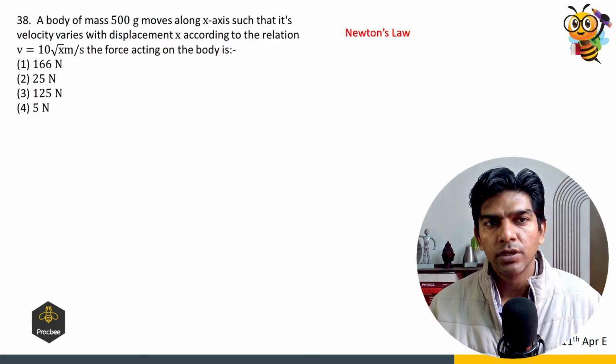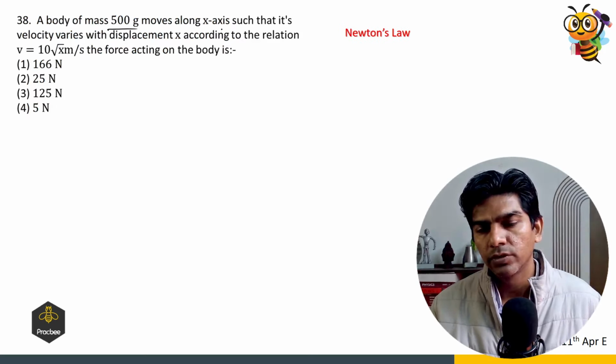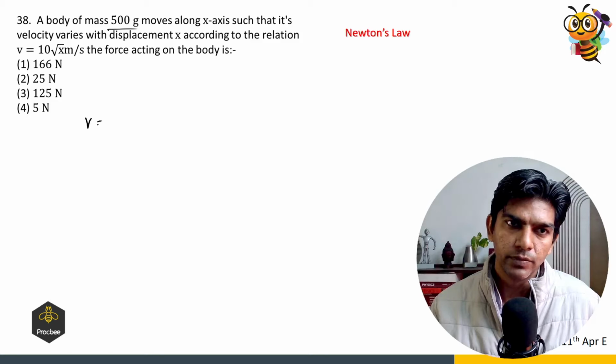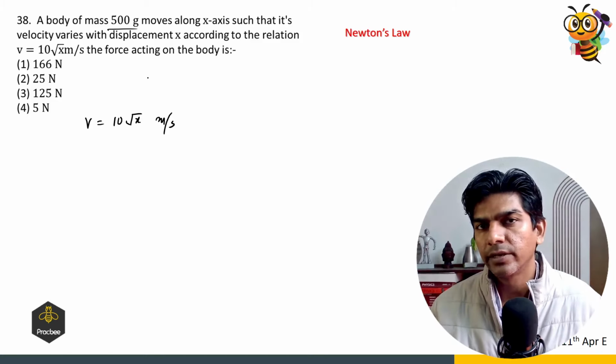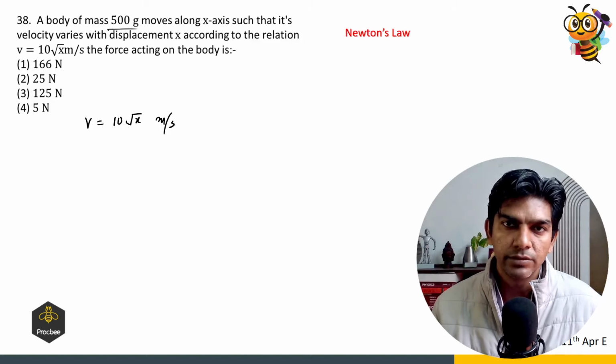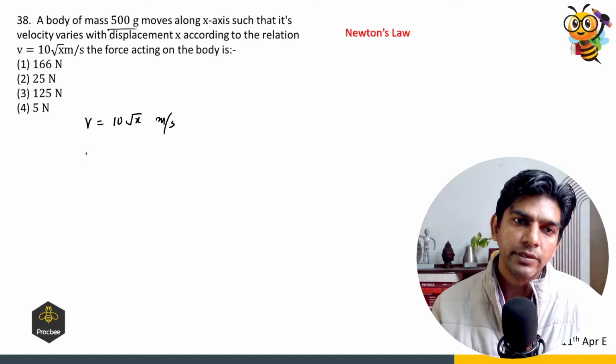Right, so let us see this question. A body of mass 500 grams moves along the x-axis such that its velocity varies with the displacement x according to the relation v equals 10 root x meters per second. What is the force acting on the body? So in order to find the force, we need to find the acceleration as per Newton's second law. So let us find the acceleration.